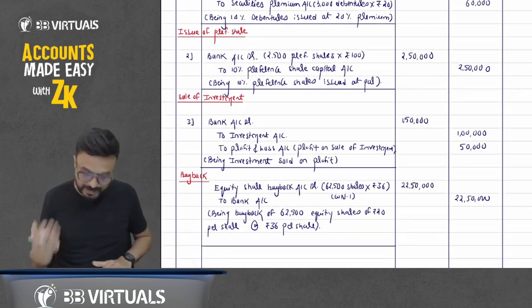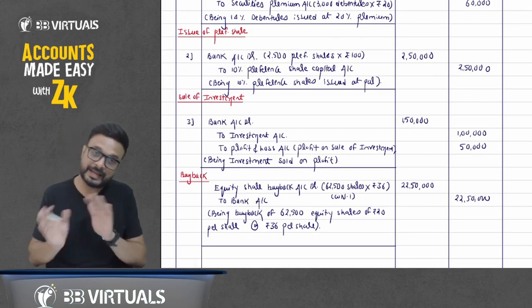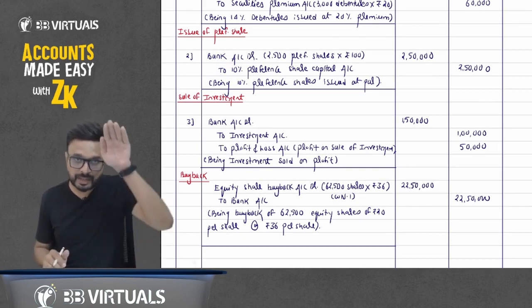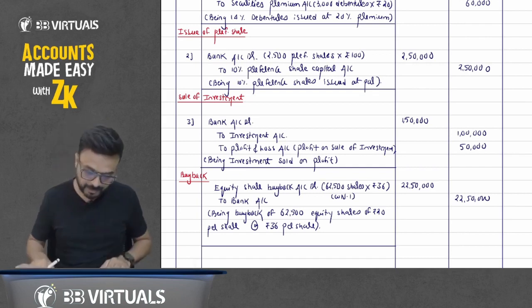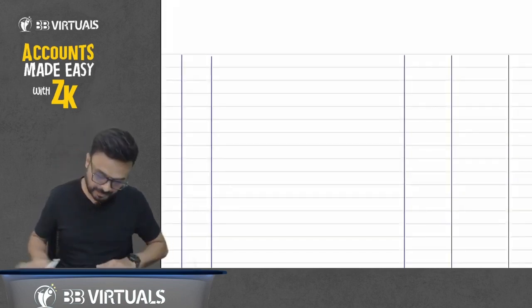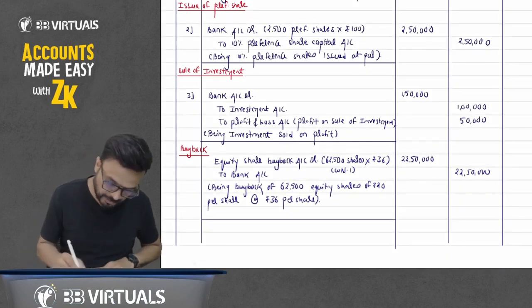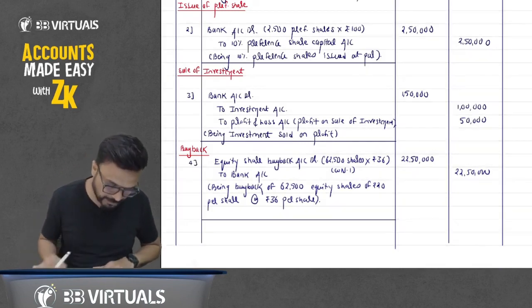Now next entry. Now we have purchased it, now we'll cancel it. When we do the cancellation, capital will go down, decrease in capital, debit. So write down here next entry. This was entry number 4, now pass entry number 5.